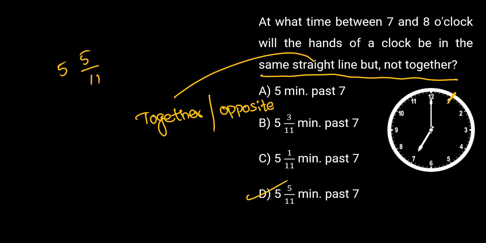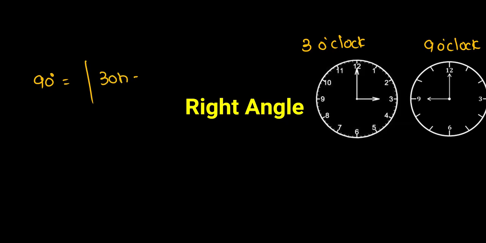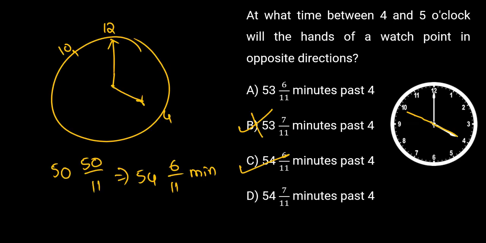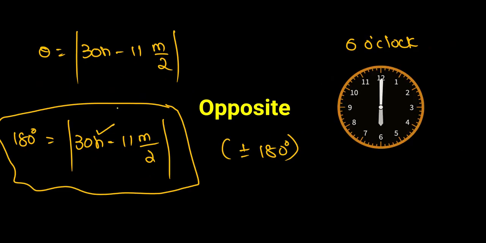Next one, clear this. Now right angle, what's the best example for a right angle? 3 o'clock and 9 o'clock. So what about the formula? The formula must be 90 degrees. Again it can be plus or minus 90. Here in every question H is given. M you need to calculate. H is already available. M you need to calculate. Here also in this formula H is given. You need to calculate the M value.